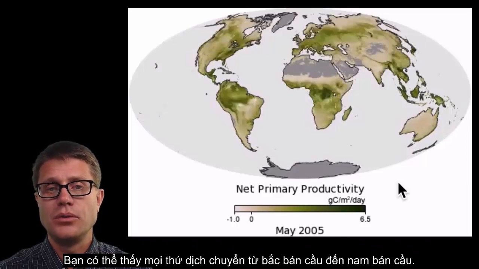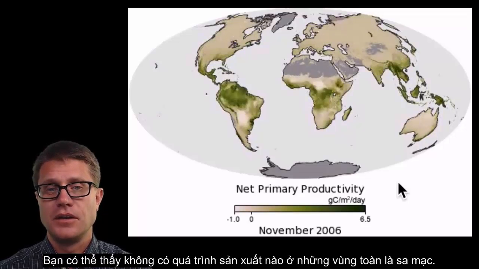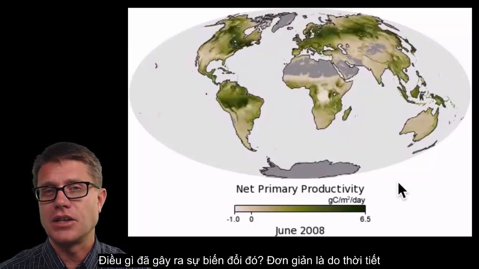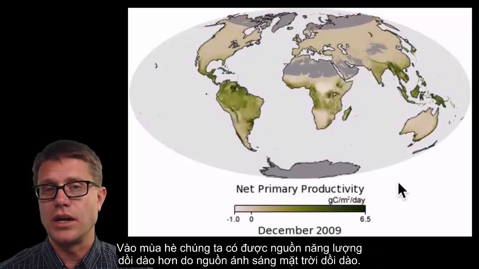You can see it's just moving back and forth. It's moving from the southern hemisphere to the northern hemisphere. You can see there's no production in areas where we have massive deserts. But what's causing that change is simply going to be the seasons. During the summer, we're going to have way more production where there's way more sunlight.